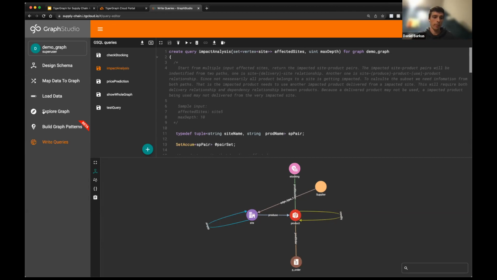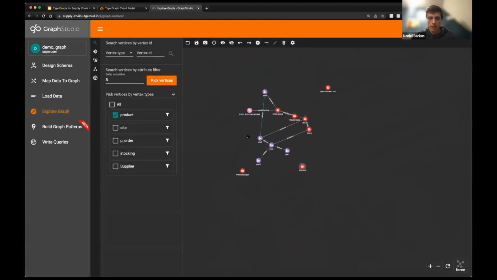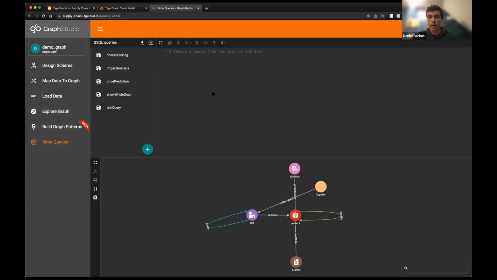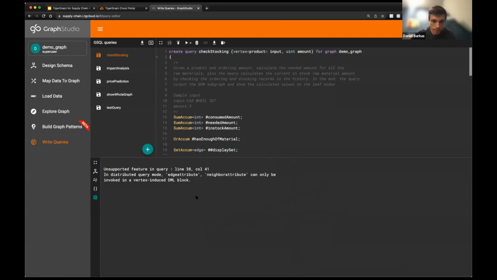So if we look at what we had before, where, for example, site 5 produces steel rods, and those steel rods are used by all these different parts. Well, if something were to happen to site 5, then that's going to affect all these other parts of our supply chain. Obviously we could do that by clicking around, but in the real world, you don't want someone clicking around in your graph. You want to just be able to run a query where we can say, oh, interesting, the query is not installed.